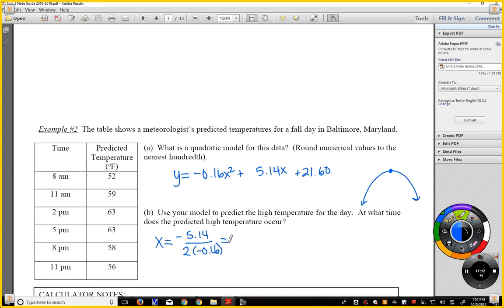So we get 16.06. Is that okay with everybody? Somebody double check that I'm right. So the x coordinate of the vertex is 16.06. What's the y? How am I going to find the y coordinate of the vertex? Sam? I'm going to plug it into that equation. So negative 0.16 times 16.06 squared plus 5.14 times 16.06 plus 21.6. And then somebody else check me, but I got 62.88.